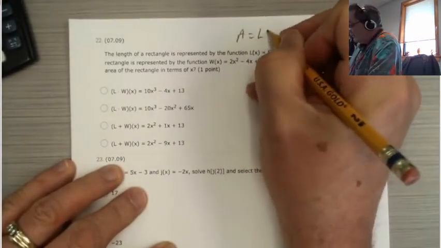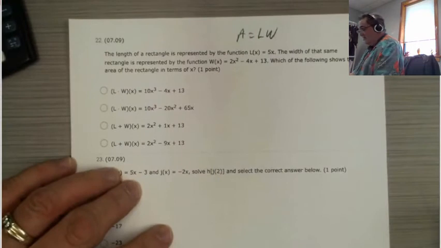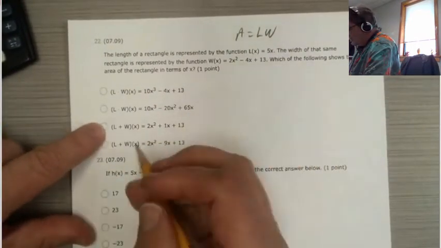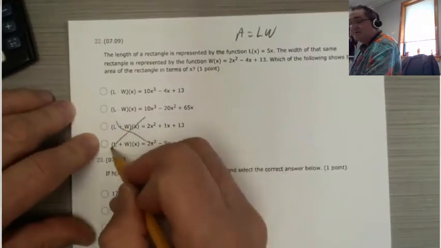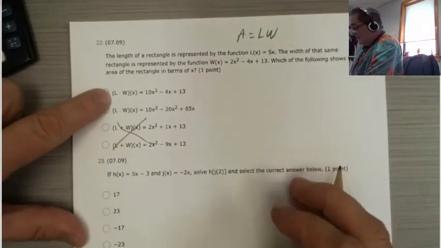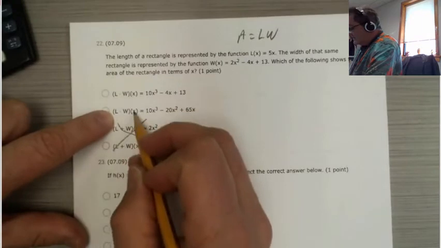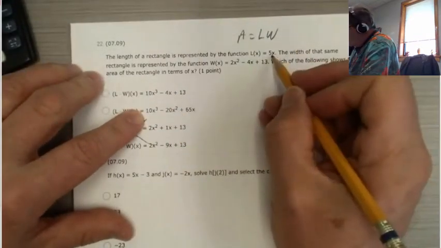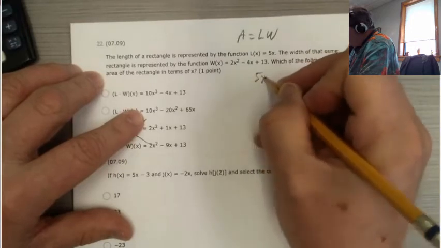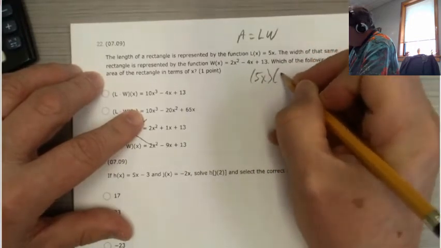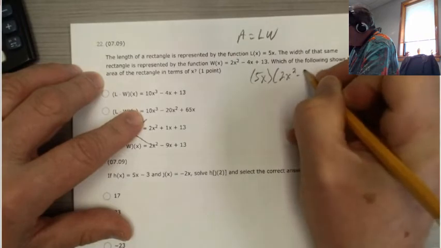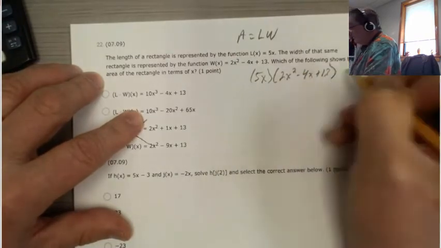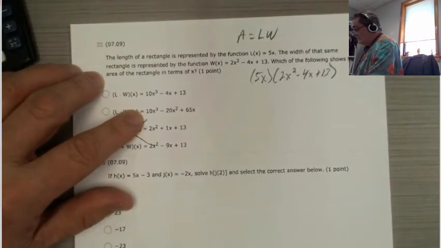The area of a rectangle is length times width, right? We multiply to get area. So which one of these would represent that? It's not the plus. It's length times width of x. So basically it's asking us, if we multiply 5x times 2x squared minus 4x plus 13, what do we get?